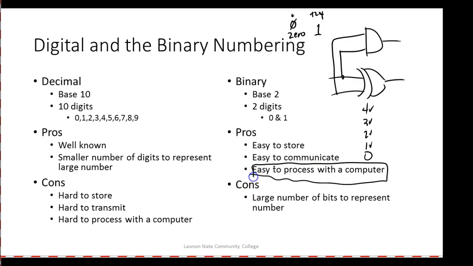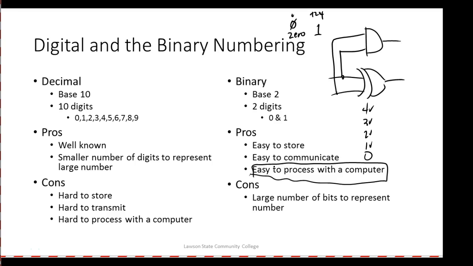We can process binary with a what? With a computer. Because computers are digital. So all this guy literally sees, everything it does, is nothing but ones and zeros. Everything you see on this screen is done with nothing but ones and zeros. Everything I store is in ones and zeros. Everything I transmit is in what? Ones and zeros. So that's a big advantage of binary.